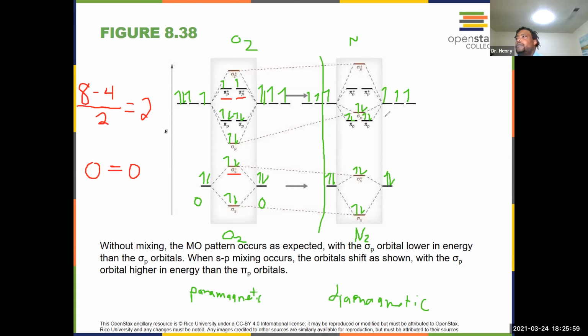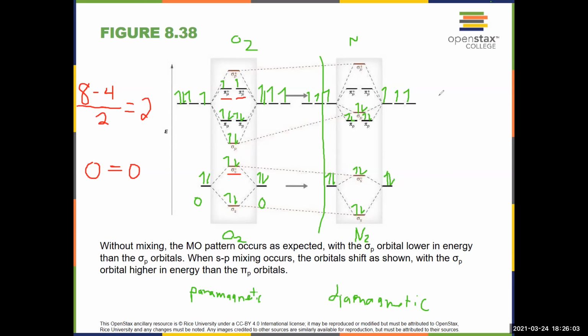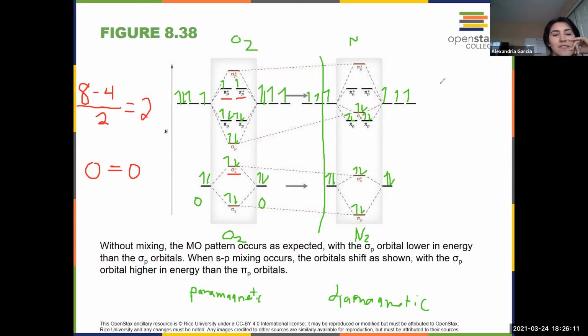Okay, what about nitrogen? How many bonding electrons? I'm kind of confused on how to read that. How do you get that?